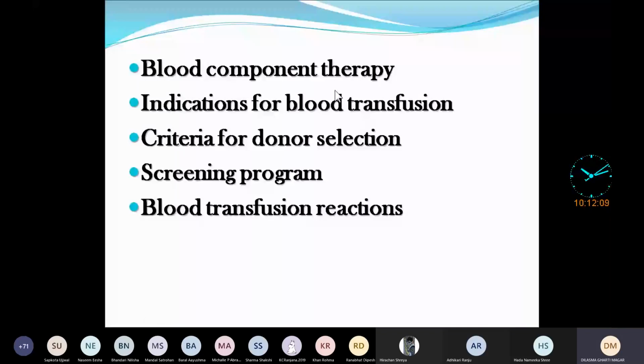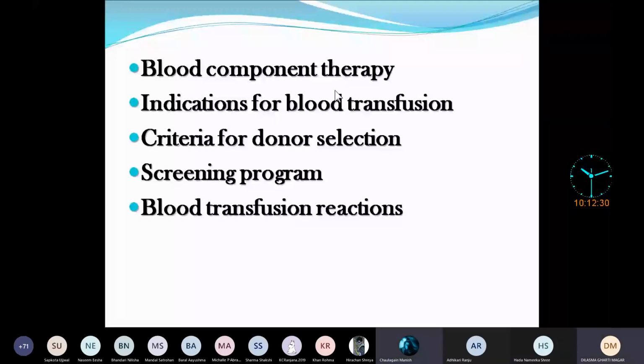Can anybody say what you mean by blood component? Transferring part of the blood like RBC, platelet. Okay, good. What's your name? Myself, Manish. Manish, okay.